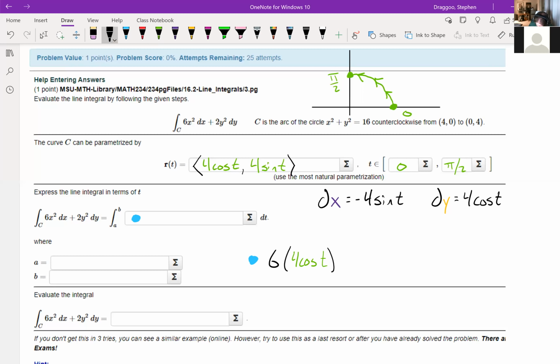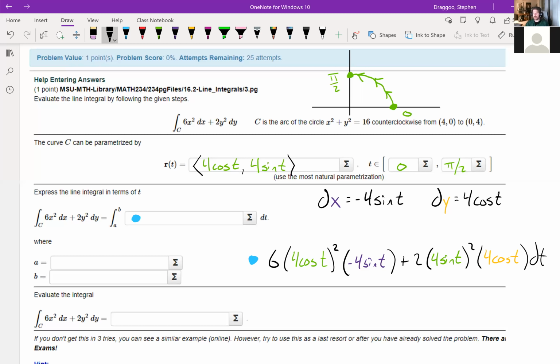Or cosine t squared times dx, which is -4 sine t, plus 2 times y, which we said was 4 sine t, all of that mess squared, times, what do we get? 4 cosine t. All of that times dt. That's all that's going to go in the box.